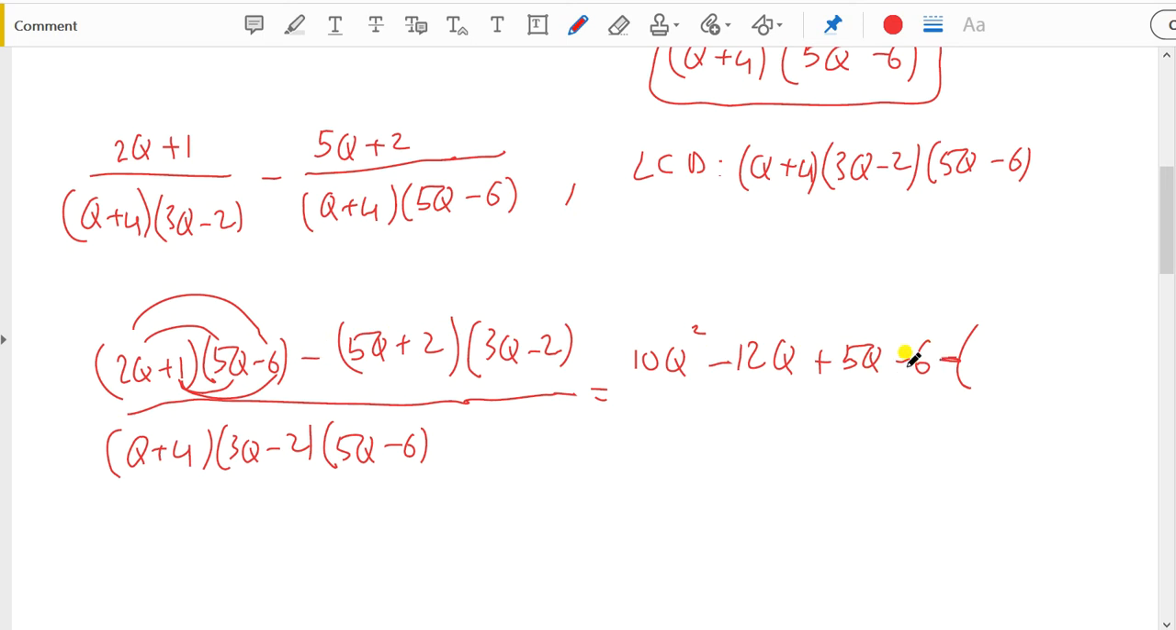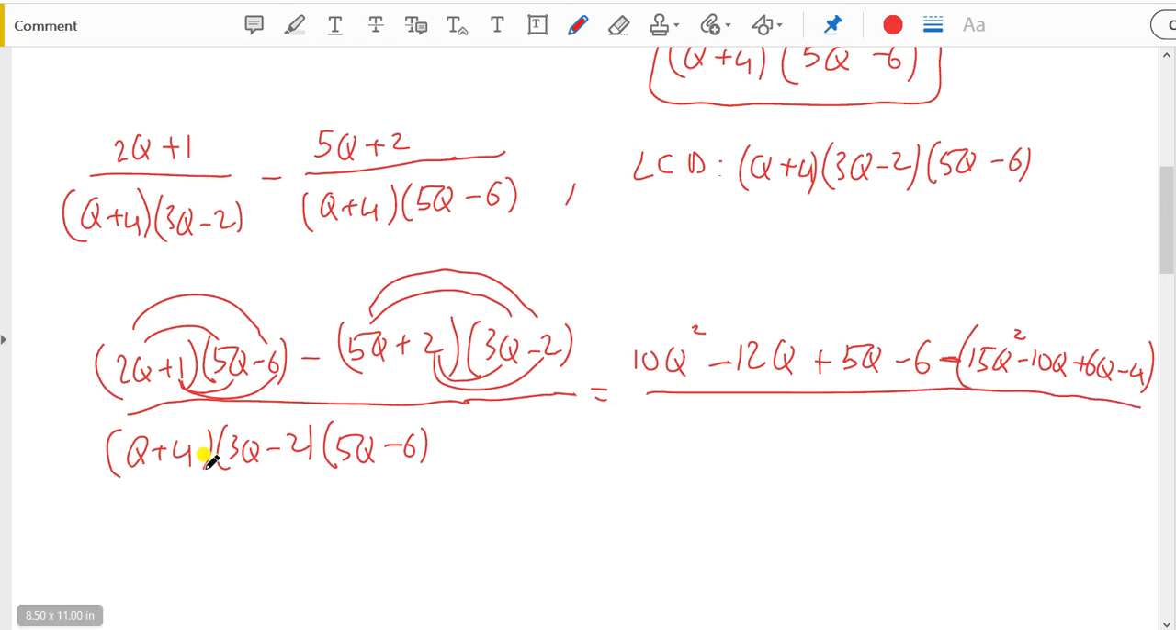And keep the minus sign here. So 5q times 3, that is 15q squared. 5q times minus 2, that's minus 10q. And 2 times 3q, that is plus 6q. And 2 times minus 2, that is minus 4. Okay, that's good. And then for the bottom part or the LCD, keep that to be the same. So q plus 4, 3q minus 2, and 5q minus 6.